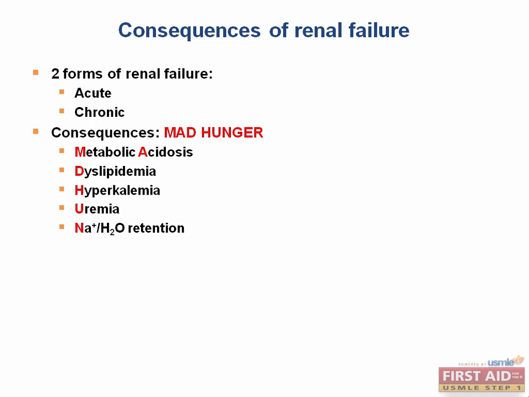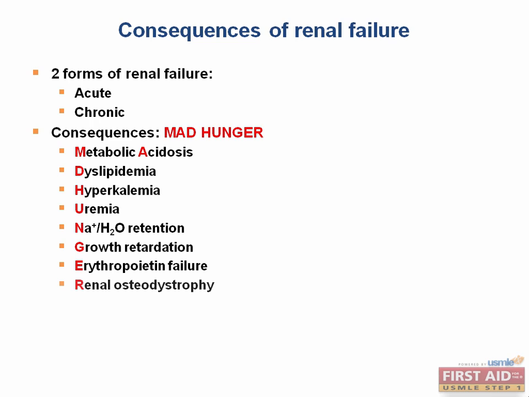The kidney is also responsible for production of erythropoietin, so patients with renal failure can have anemia. Patients can also have renal osteodystrophy, which we'll discuss next.